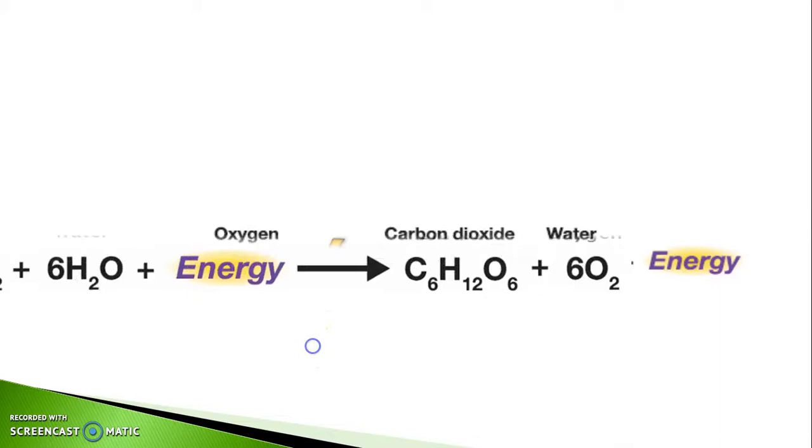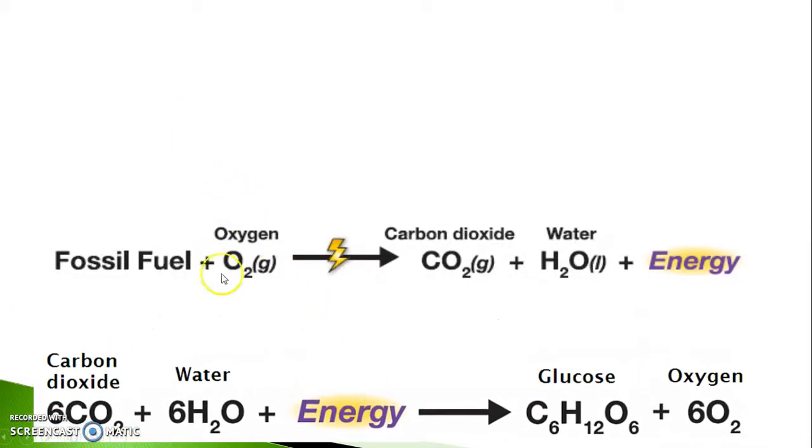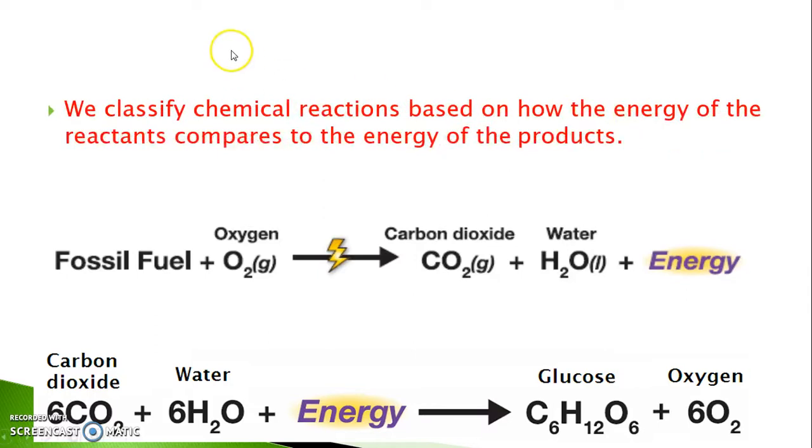The first couple equations I want to show you here are two different equations. One is an exothermic reaction, the other is an endothermic reaction. Take a moment and try to think which one do you think is endothermic and which one do you think is exothermic. So let's take a look here and try to figure out each one. So we classify chemical reactions based on how the energy of the reactants compares to the energy of the products.